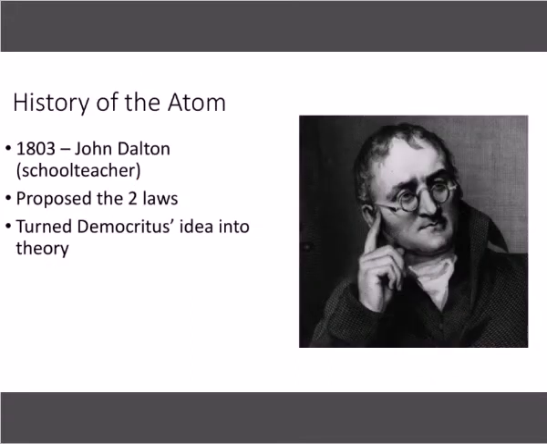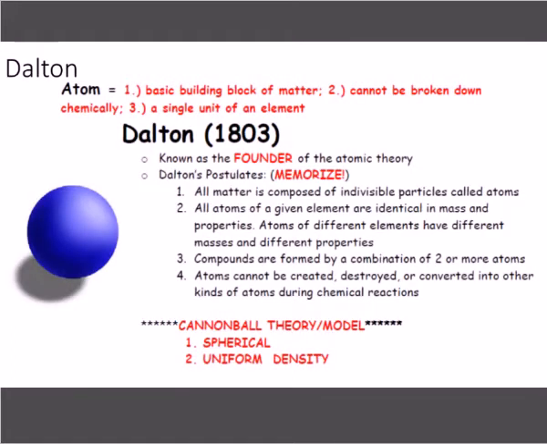Fast forward almost 2,000 years, John Dalton came around. Look at what his profession was. School teacher. So you never know. You might see me someday, making the next big thing. Yeah, that's not going to happen with me. Guys, Dalton is the one. He proposed the two laws that you just wrote down: law of conservation of mass and law of definite proportions. He's the one who turned Democritus' idea into a theory because he could sort of back it up.